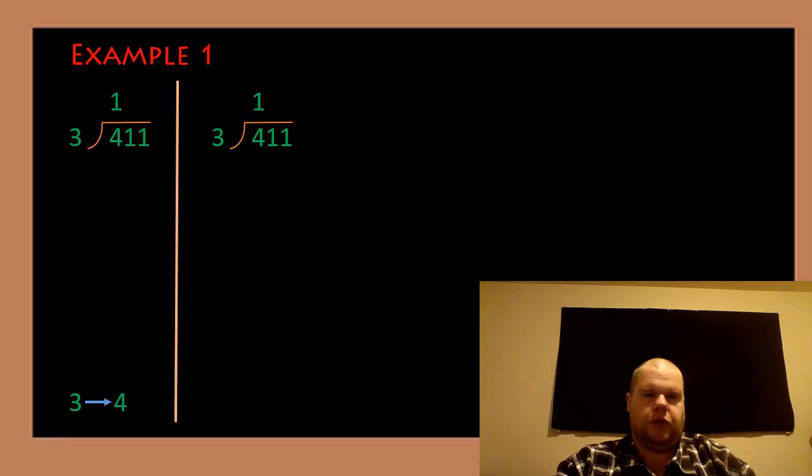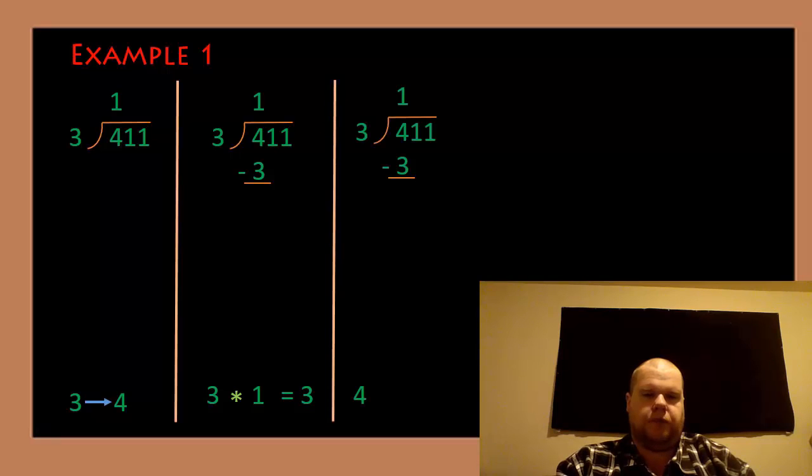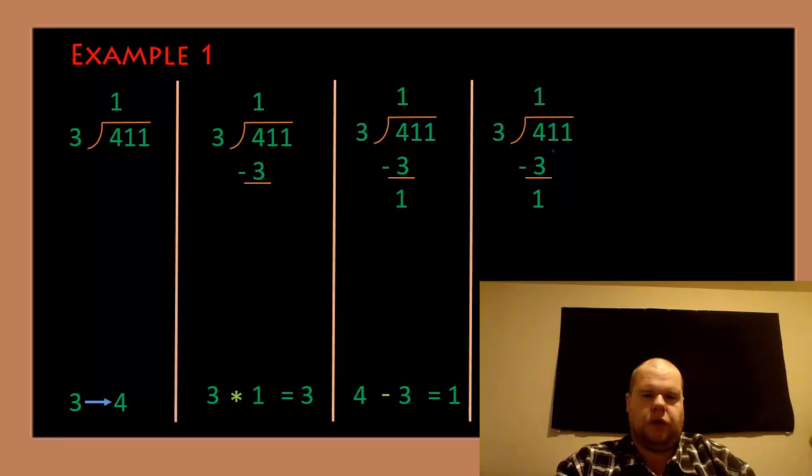Next step, now we have to take 3 times 1, which equals 3. Subtracting 3 from 4, we move on to the next step. 4 minus 3 is equal to 1. And then the next thing we do is bring the next digit down, in this case a 1, and we get 11.